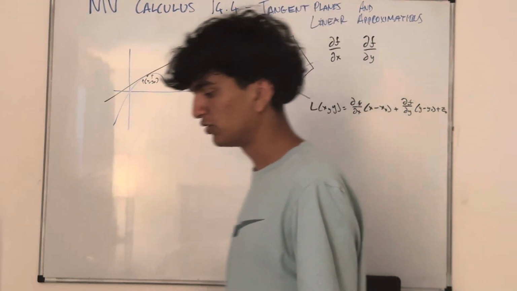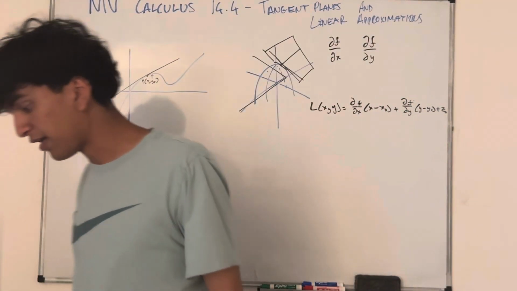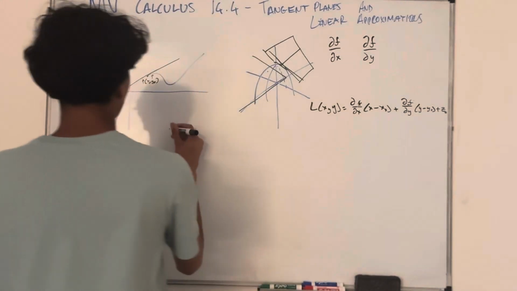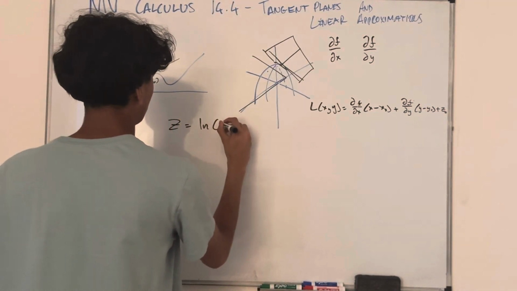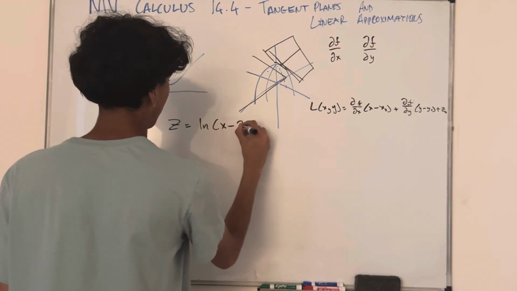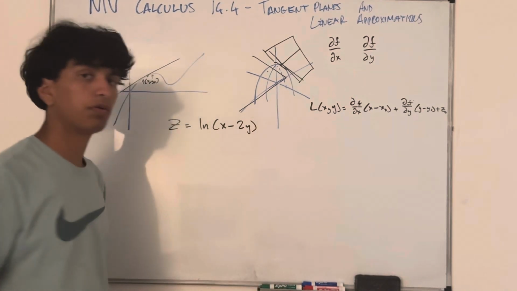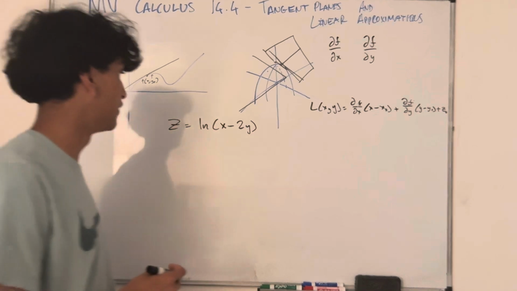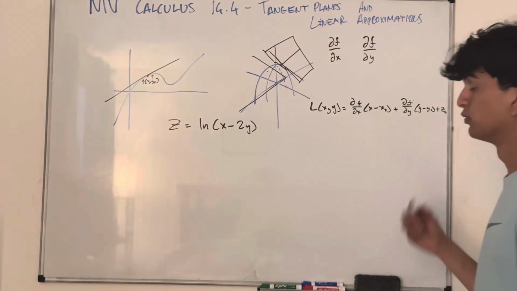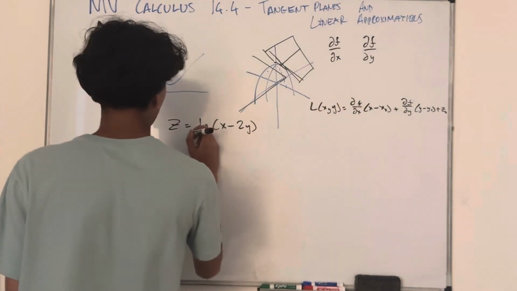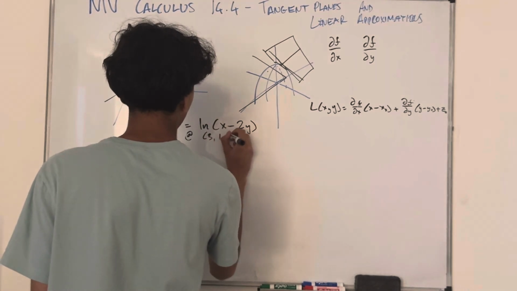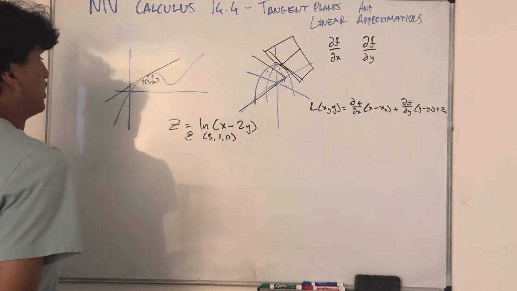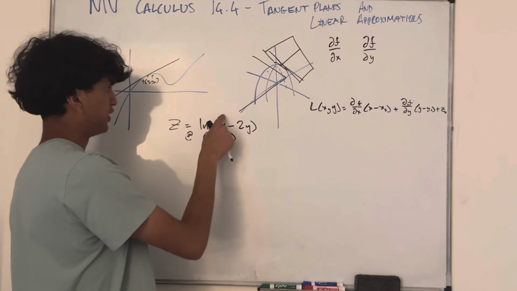So let's say we have a function z equals ln(x minus 2y). Let's find what a tangent plane would look like for this function at, let's say, (3, 1, 0). So that exists on the function, right? So 3, 1, yeah, that works.